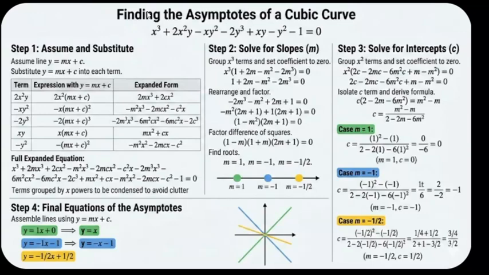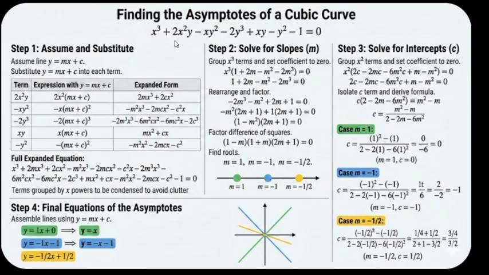Okay, let us find out with an example how to find this asymptote. There is a curve given: x cube plus x square y minus x square y square minus 2y cube plus xy minus y square minus 1 is equal to 0. This is the cubic curve given. I want to find the asymptote for this. What is the logic?